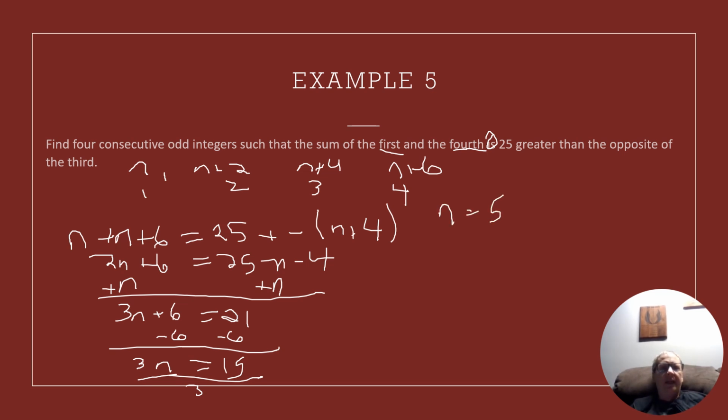So again, it's an odd integer, so that's a good sign. So I want 4 of them, so that's the first one. So the next odd would be 7, next would be 9, and the final one would be 11.